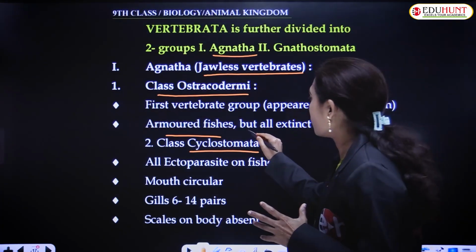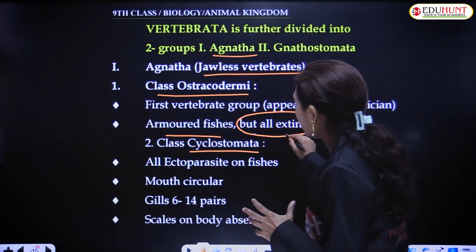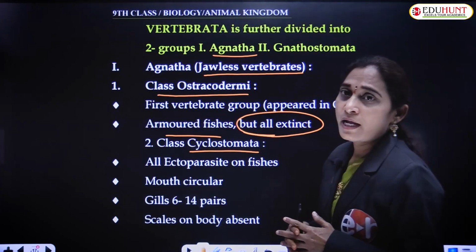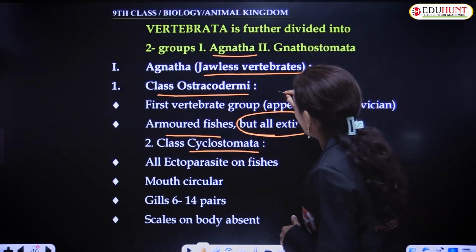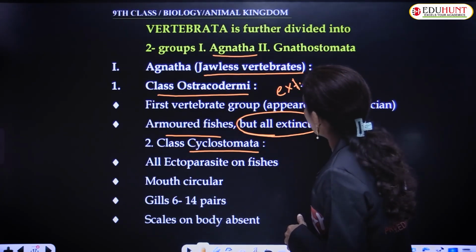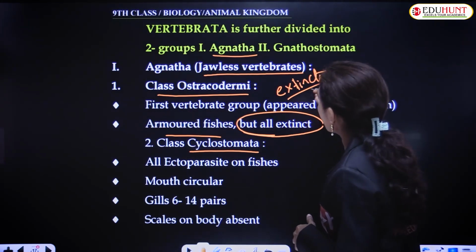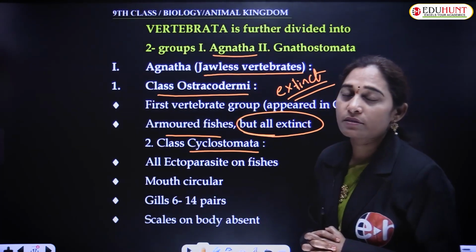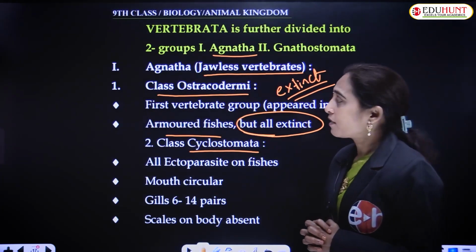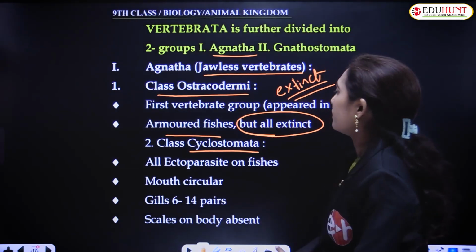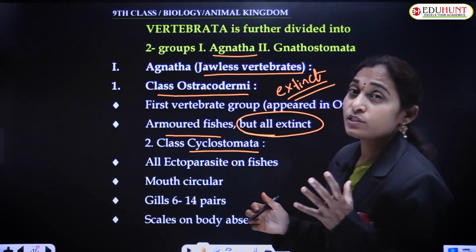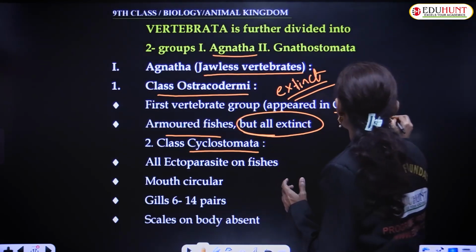In Ostracodermi, we have seen that these are armored fish. All the animals of this group were extinct, so only fossils remain. Under Ostracodermi, animals are extinct, and this is the first vertebrate group, which appeared in the Ordovician period.